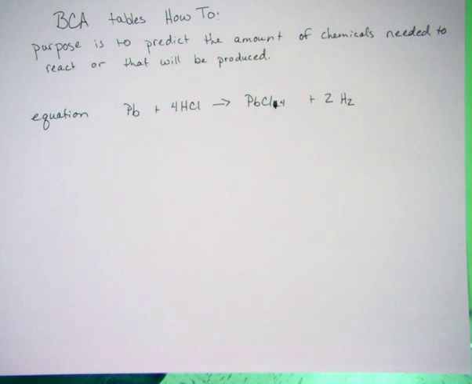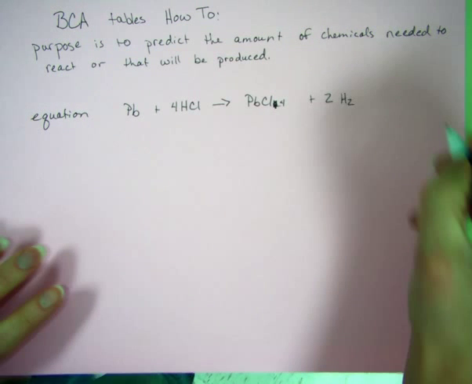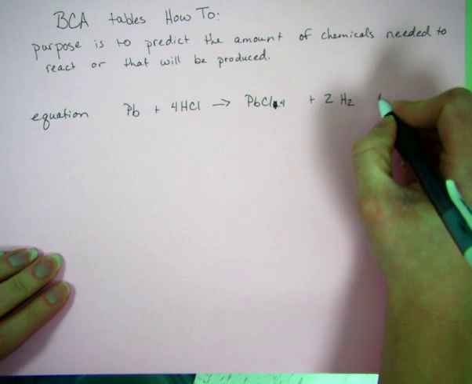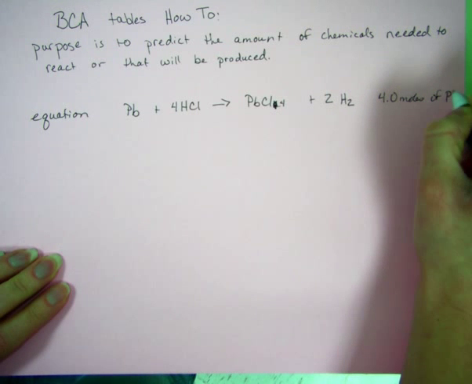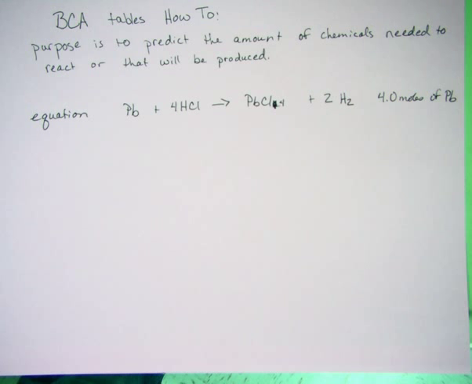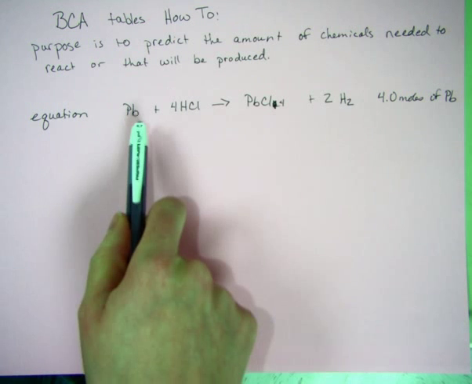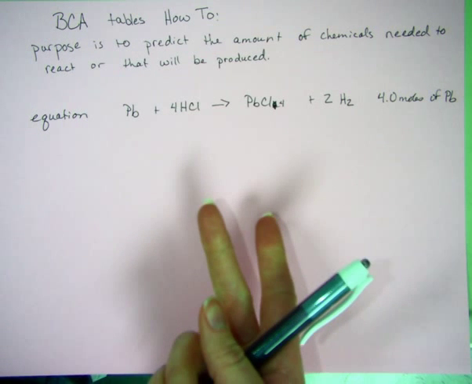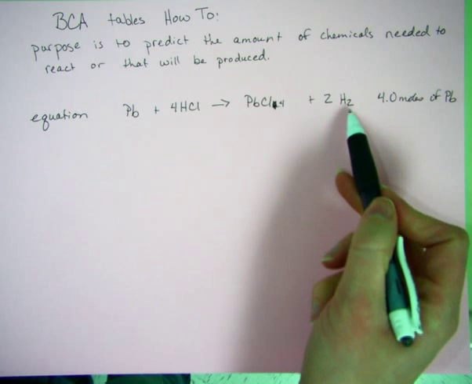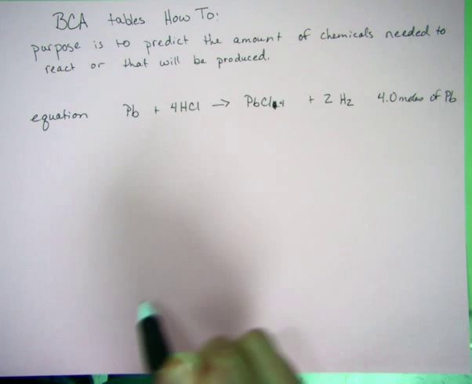Alright, so we have our balanced equation, and we are told in the problem 4.0 moles of Pb, of the lead. So we have 4 moles of the lead. We don't have any information about the HCl. We know that it's going to make PbCl4 and 2 hydrogen gas. And we know that because this is a single replacement, and Pb is the plus ion, H is the plus ion, so they are going to be the ones that do the switching. H can't be by itself because it's a diatomic, so it gets H2, and then we just balance it out.